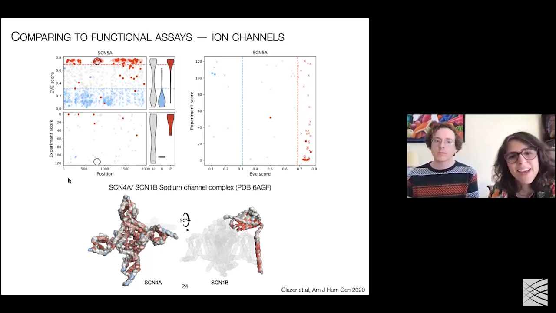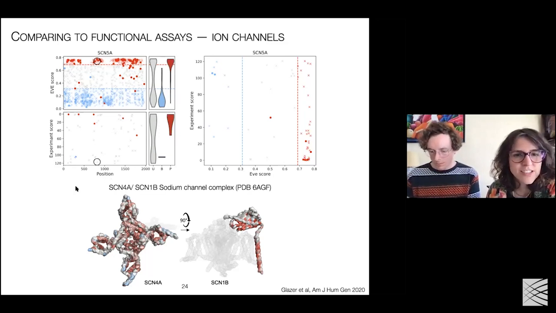And if we plot the EVE scores onto the 3D structure of some ion channels that do not have any functional assay performed on them to date, we see again that there are very reliable hotspots of pathogenicity. This is SCN4A and SCN1B, bound to each other to form a sodium channel complex. You can see that where SCN1B binds to SCN4A there's a hotspot of pathogenicity, as well as the pore of SCN4A.